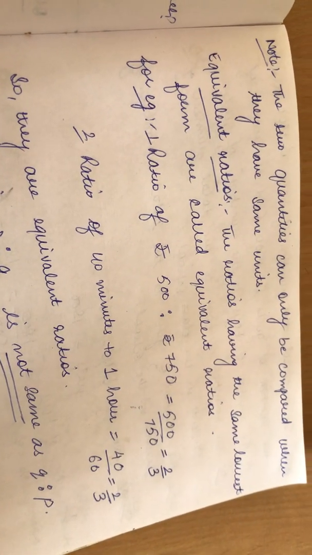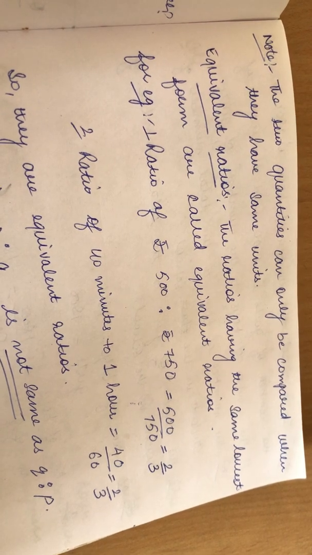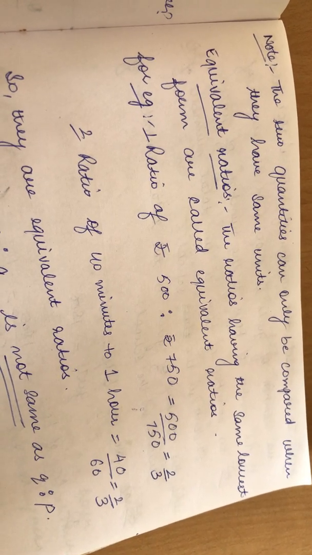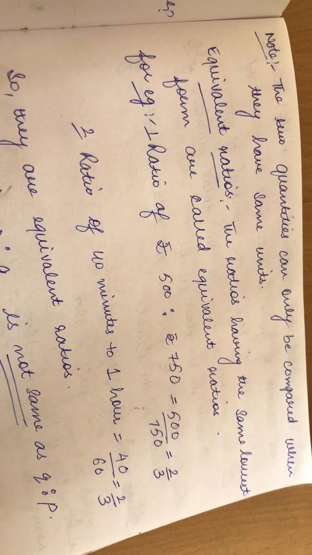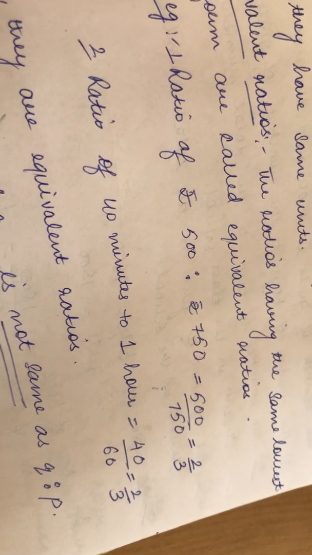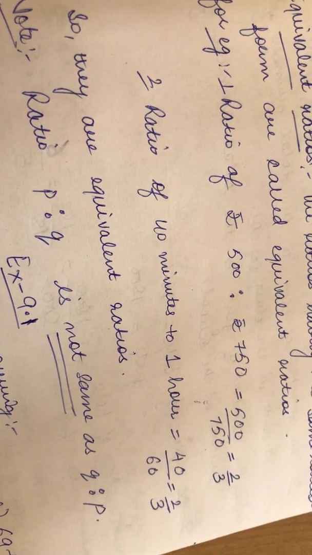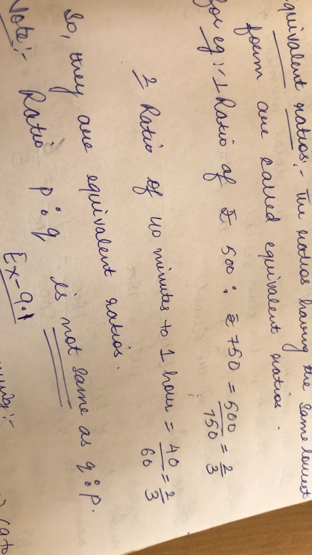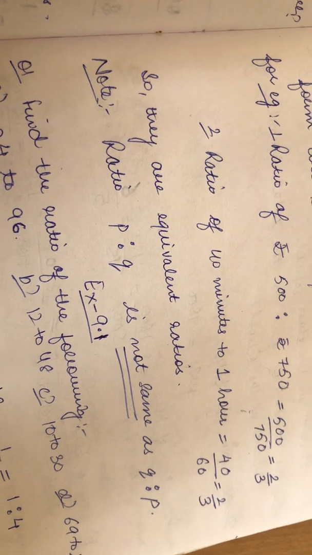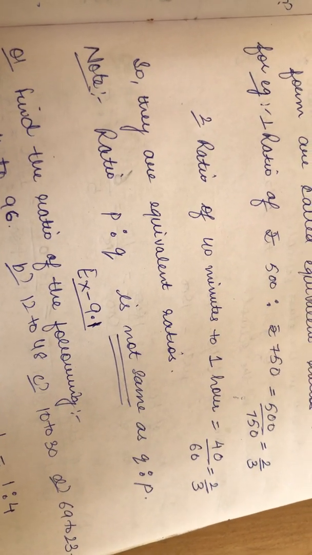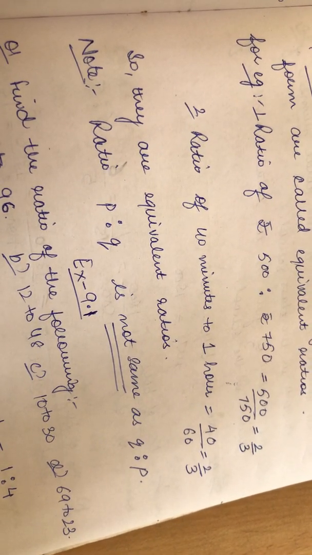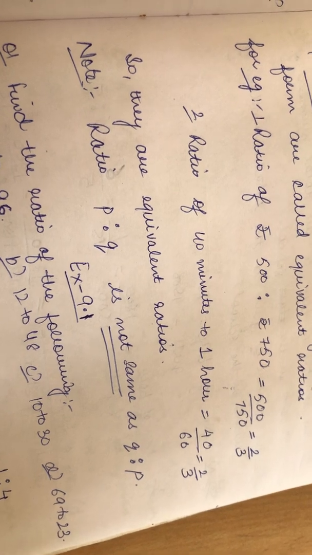Next is equivalent ratios. The ratios having the same lowest form are called equivalent ratios. Means when we reduce them to the lowest form, they should be the same. For example, the ratio of rupees 500 to rupees 750. If I reduce it to the lowest form, I get 2 by 3 as my answer. Similarly, the ratio of 40 minutes to 1 hour is 40 by 60, again it is 2 by 3. So we see these two ratios are equivalent ratios. And one thing more: the ratio P to Q is not the same as Q to P. Because if I write 2 by 3 and on the other side 3 by 2, they both are different. They are not the same.